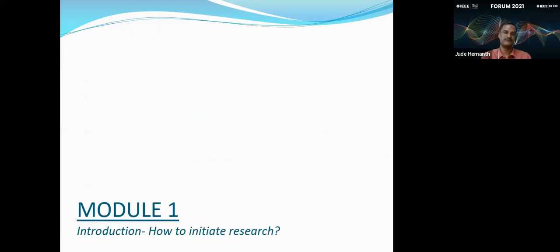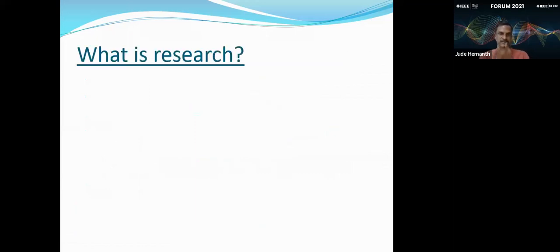So let me go into the first one, module 1. What is research? A bit of information is always necessary. One thing you have to keep in your mind is that research is actually research.